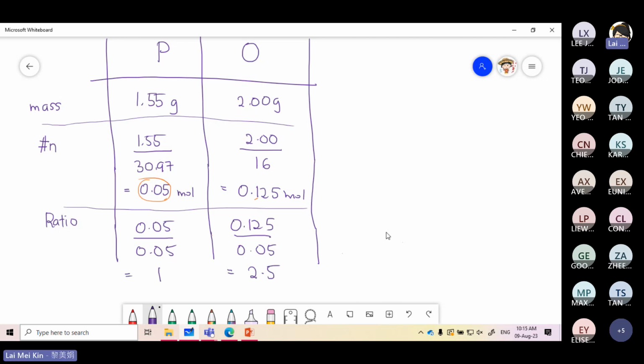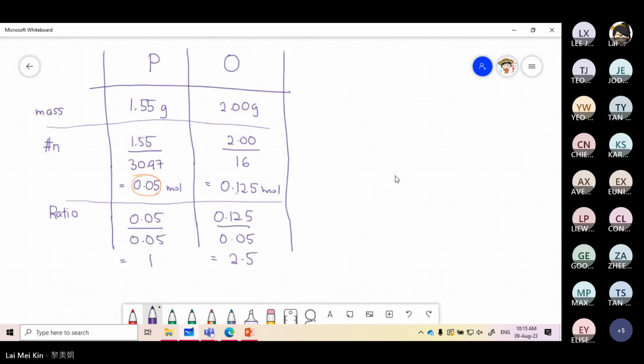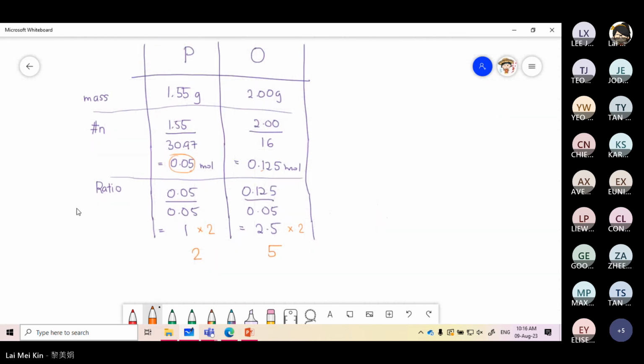Can this answer be accepted? No. Why not? Decimal. Must be integer. Very good. So how do you change it to integer? Multiply by 2, and both sides you have to multiply by 2. So this will give you 2, this will give you 5. So what is your empirical formula? Yes, P2O5.